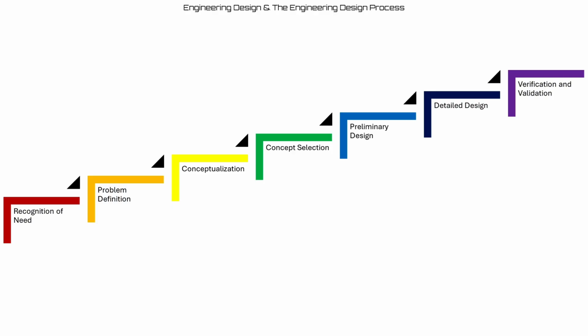So this slide will go over some of the general aspects of our design process. We have recognition of need. Basically, we are given a problem definition and some of the requirements. Conceptualization is kind of drafting. Concept selection is self-explanatory. Preliminary design is a basic design of our idea. Detailed design gets more sophisticated and will eventually spit out the final product. And then verification and validation is just submitting your design and seeing if it meets your requirements.